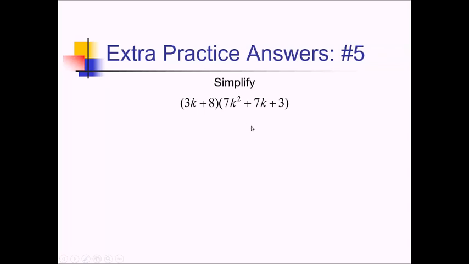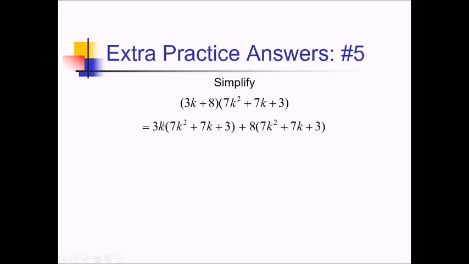For this problem, we need to multiply 3k plus 8 times this whole second parentheses. So I'm going to take kind of an optional step and split this up just to show what I'm doing really clearly. So I'm going to end up with 3k times that second parentheses plus 8 times the whole second parentheses. And now I'm just going to distribute this 3k and this 8 separately and combine like terms.